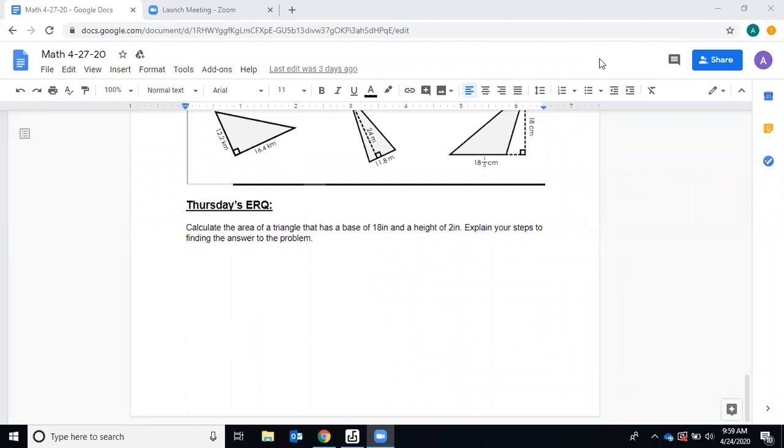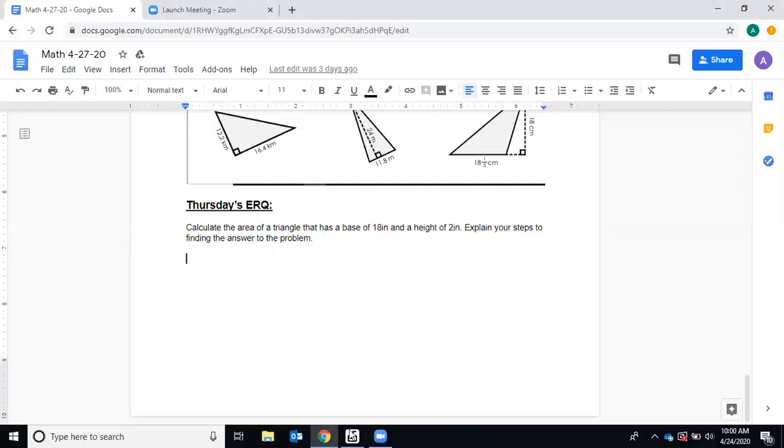We need to calculate the area of a triangle that has a base of 18 inches and a height of 2 inches. Explain your steps to finding the answer to the problem. So when I look at that, I see two power verbs in there. So what does it want us to do? It wants us to calculate and it wants us to explain. It wants us to calculate the area of a triangle and it wants us to explain our steps to finding that answer. It's a little bit of an easier ERQ today.